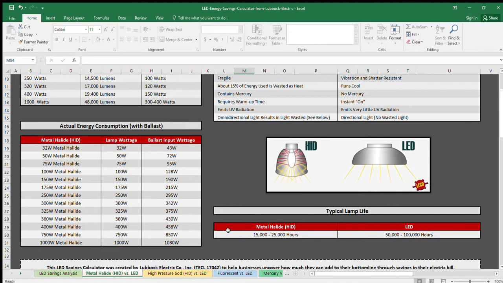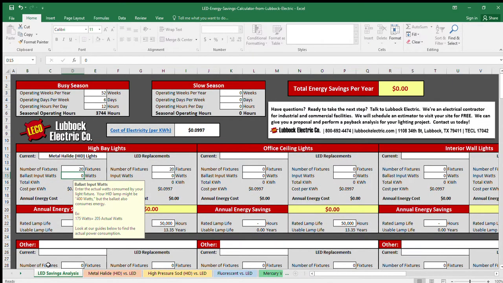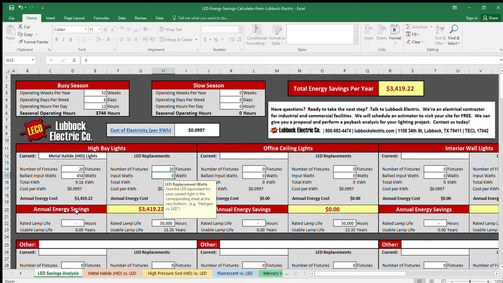There's a chart with the ballast input wattage per lamp. So if we have a 400-watt light, that ballast is going to add 58 watts on top of it. So we'll enter 458 over here, and that already gives us our annual cost for the metal halide lights. So now let's get rid of them.